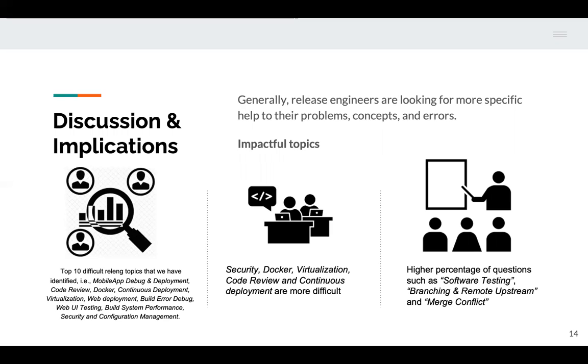We also pointed out the topics which are difficult, such as security, Docker, or continuous deployment, to be taken care of when assigning tasks by the lead developer. We further highlighted the popular questions such as testing or merge conflict that should be given in classes. In general, we found out that release engineers are looking for specific help with their problems, the concepts, and errors. This was manifested in the higher percentage of the how questions, then the what, and the why.